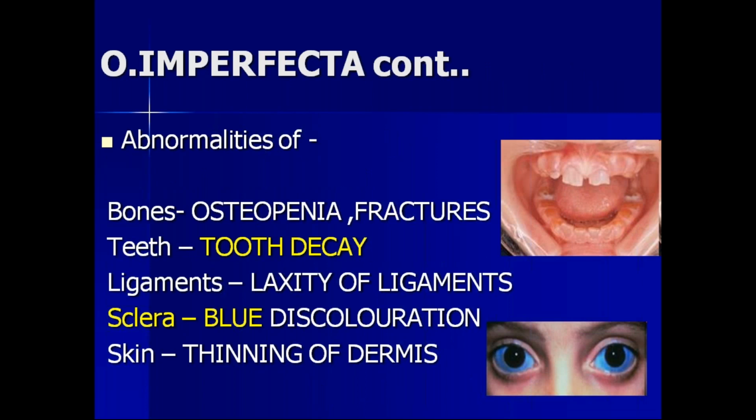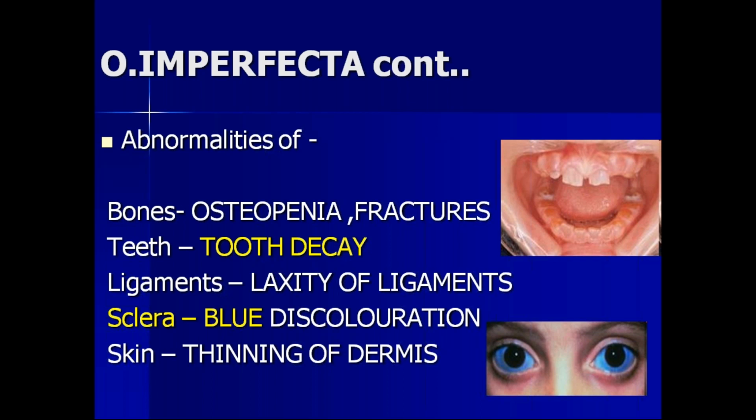Collagen is seen in many parts of the body, like bones, where you have osteopenia and fractures. Teeth, tooth decay. We told you the bone is 60% calcium hydroxyapatite and 40% collagen and proteoglycans. So you need collagen in all these areas as well. In teeth, patients have dentinogenesis imperfecta, that is tooth decay.